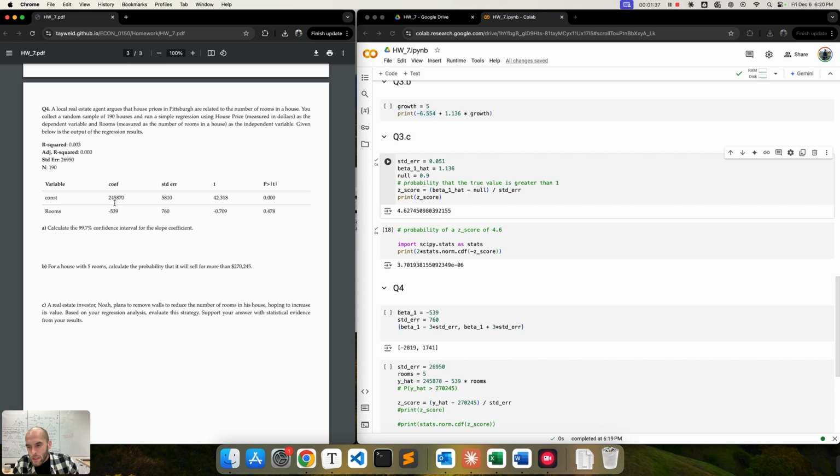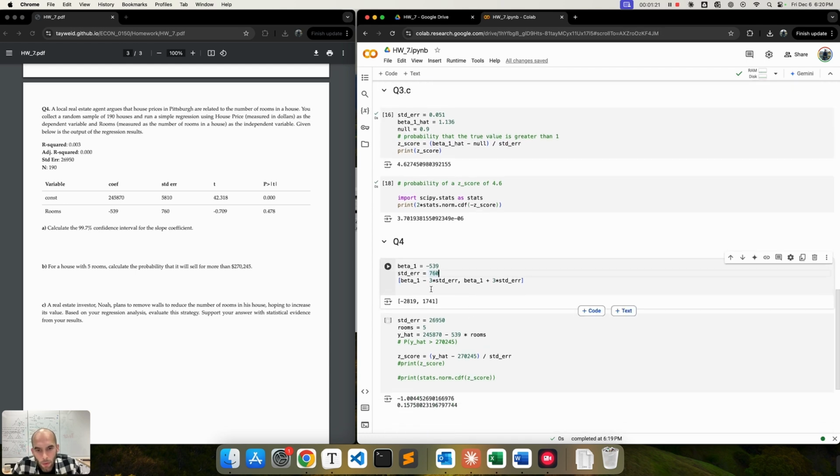But the world isn't always exactly as we think it is. Okay, so the first thing to do is to calculate the 99.7% confidence interval for the slope coefficient. So we're going to use 3 standard deviations. And again, we're being a little imprecise about the number of standard deviations and the level of confidence, but this keeps our life simple using the empirical rule.